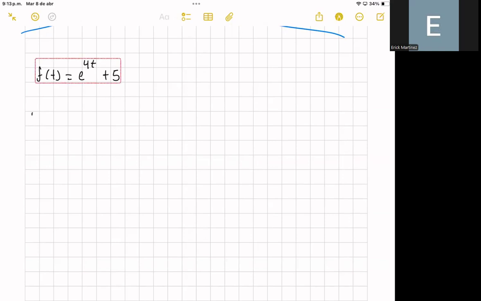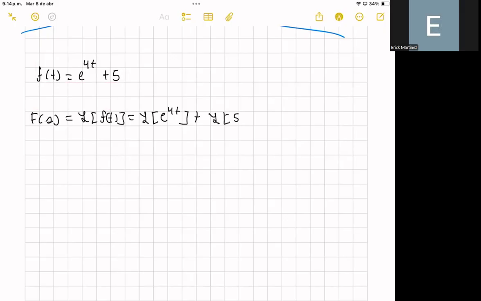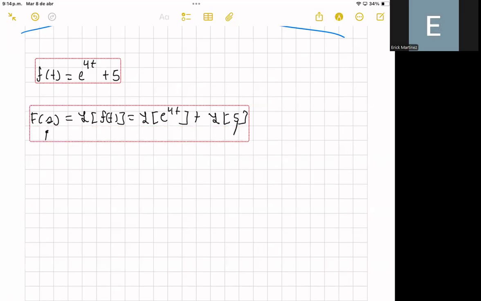So we can find F of s is equal to the Laplace transform of f of t, that is equal to the Laplace transform of each function. We can apply the Laplace transform to the first term, plus the Laplace transform of the second term. Here I am writing the s in cursive letters in order to avoid confusion with the number 5. And with this representation, we can compute the Laplace transform.